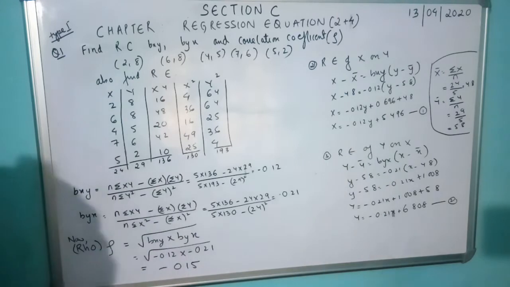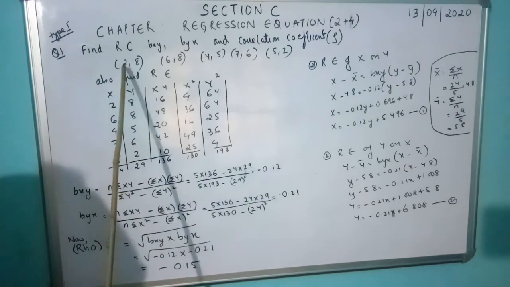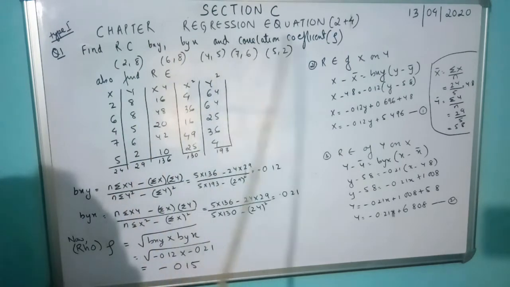So this is type 1 for you. Once again, let us go through the question. What will be given? Basically the values of x and y will be given, and they will ask you either to find the regression equations, or bxy, byx, or the correlation coefficient. I hope you all understood this.